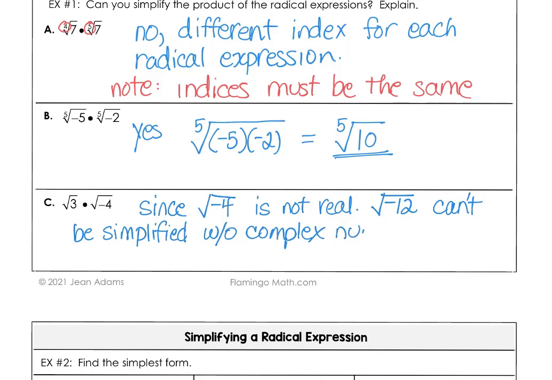So we would need the complex numbers in order to simplify, because the square root of -1 has a definition of i, and that's outside the realm of this lesson. So for this lesson alone, according to our constraints of just real numbers, we would have to say no.